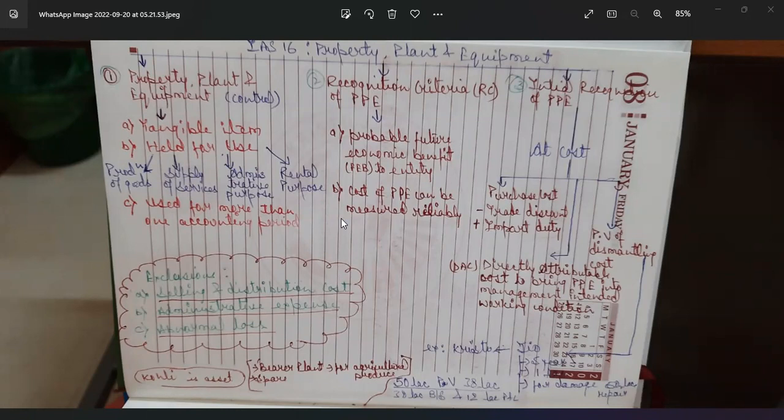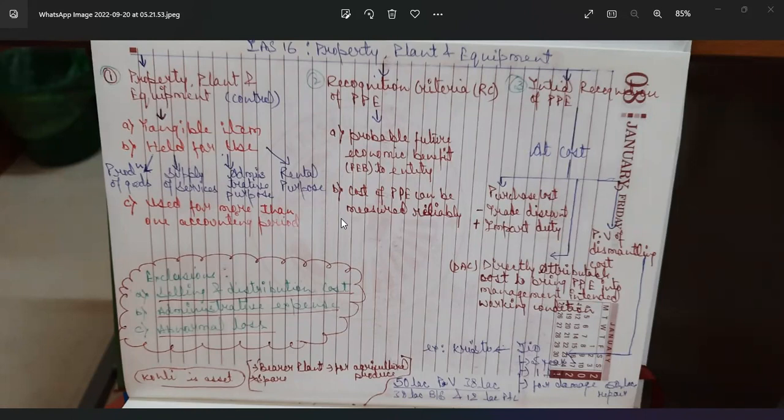Now coming to the recognition criteria of PPE, if any PPE is giving us a future economic benefit, then only we will recognize it as a PPE. Here, future economic benefit means with the use of that PPE, if we are able to earn some profit in the future, then only we will recognize it as a PPE under IAS 16. And the cost of PPE can be measured reliably.